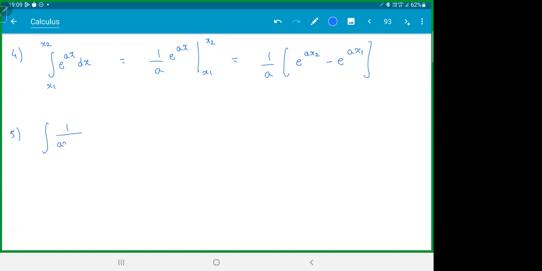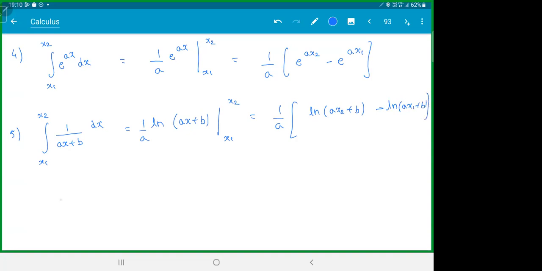Integral 1 by ax plus b dx. This is ln ax plus b, from x1 to x2. Ln ka differential, hope you remember, 1 by x plus b. These are the 5 formulas which you need to mark up. So it is ln of ax2 plus b minus ln of ax1 plus b. A simple case will be integral 1 by x dx. This is actually ln x.